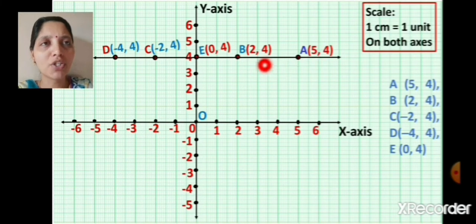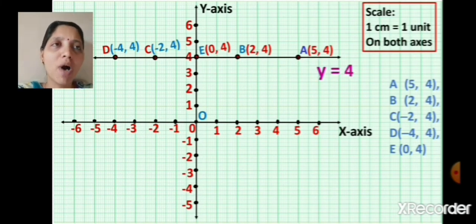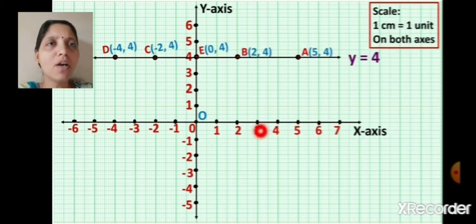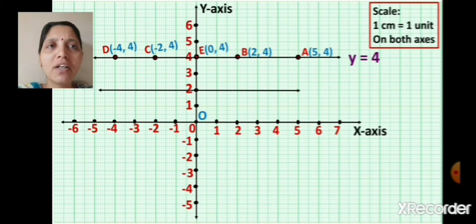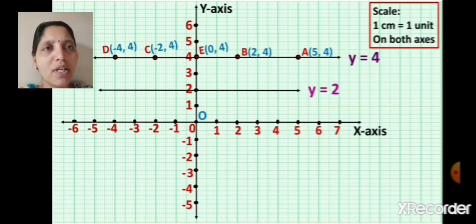So the equation for this line will be y is equal to 4. Now here we have drawn a line parallel to the x-axis passing through point 4 on the y-axis. Similarly, we can draw a parallel line to the x-axis passing through point 2. So let's draw a line here. Then what will be the equation for this line? Correct. The equation will be y is equal to 2.